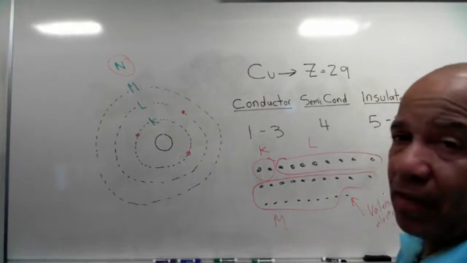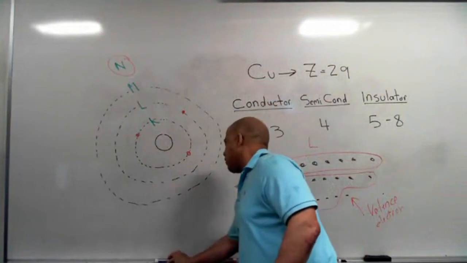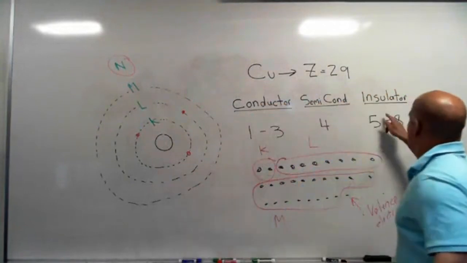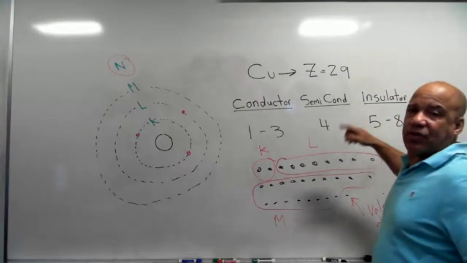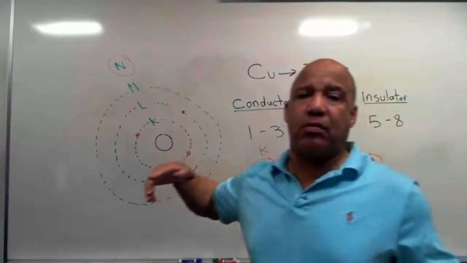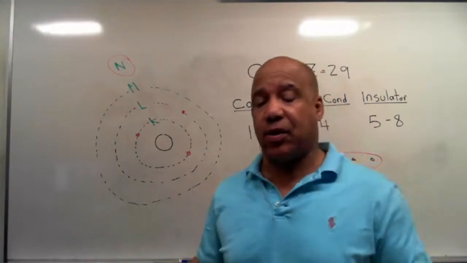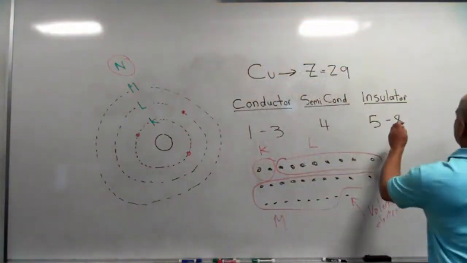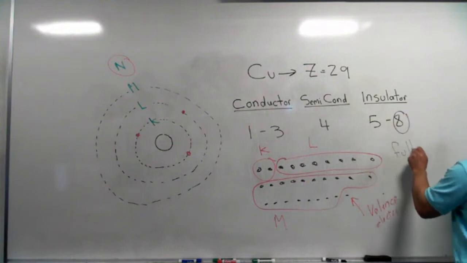And let me say one more thing about this before I move away from it. On the other end over here, the insulator. The more electrons the insulator has in the outermost shell, the better insulator it is. So the best insulators will have 8 electrons in the outer shell. That's called a full shell.